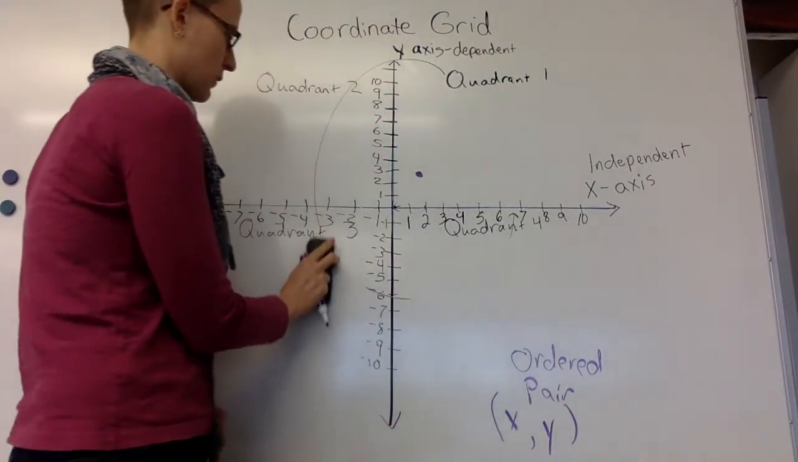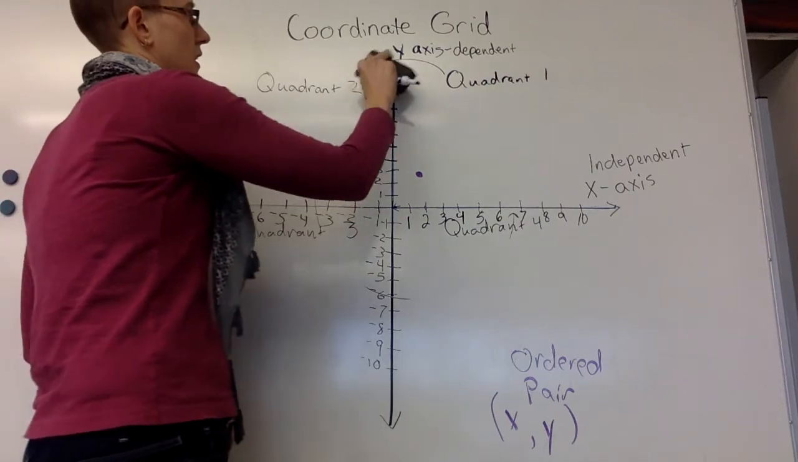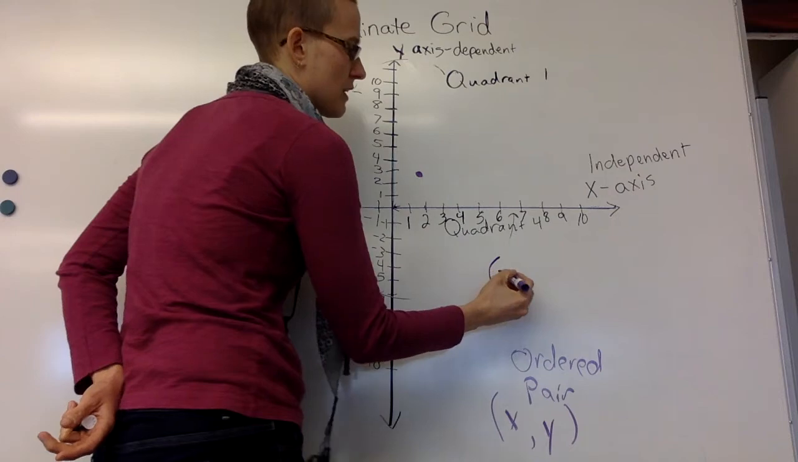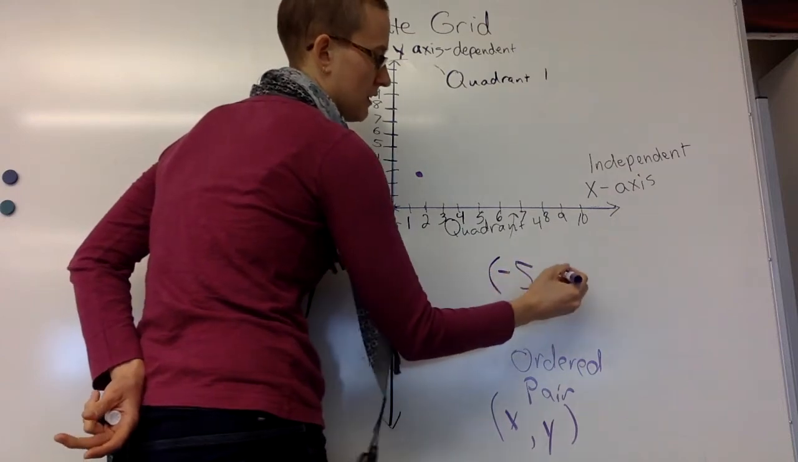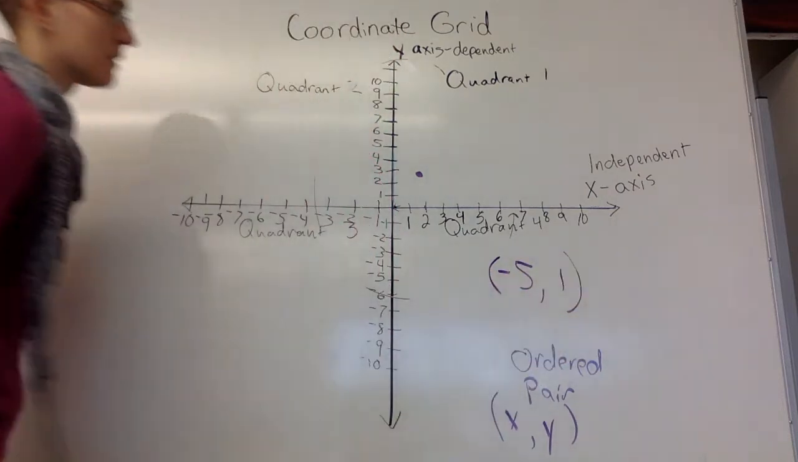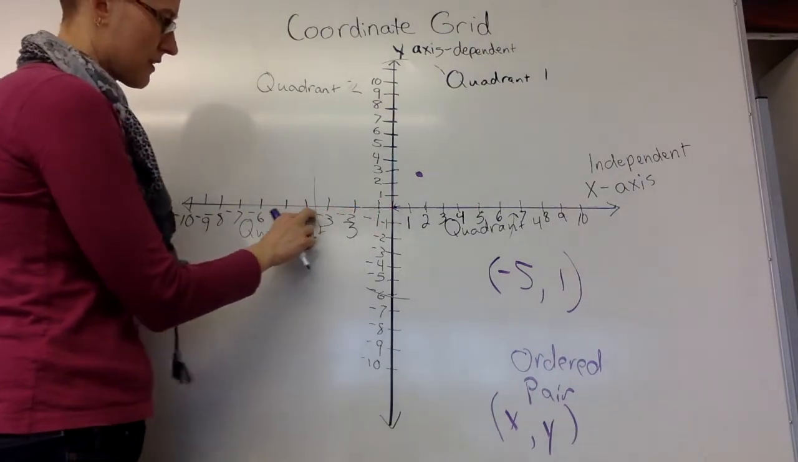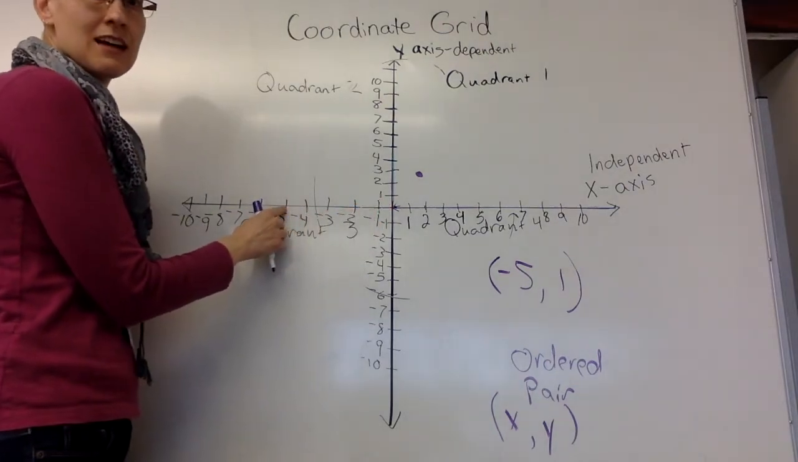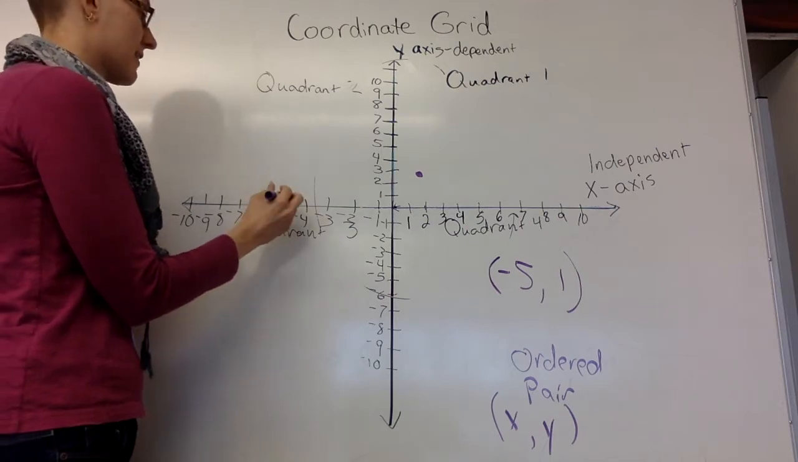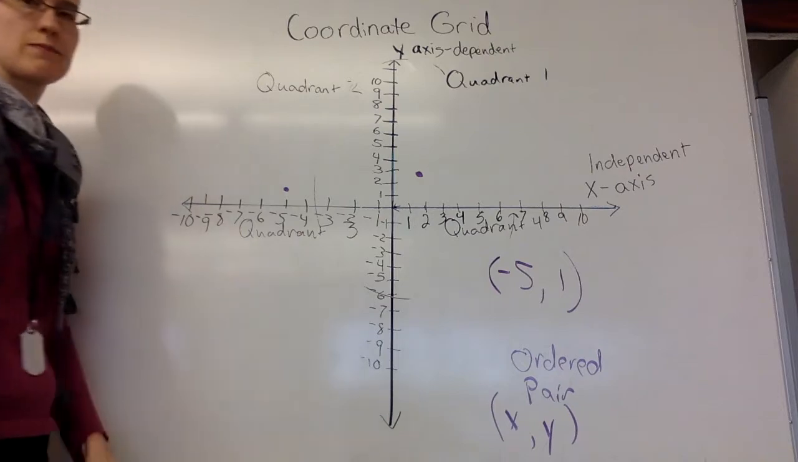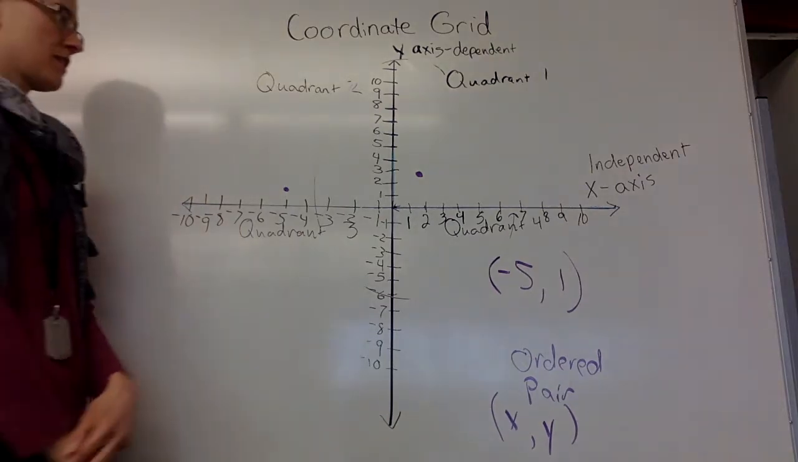Now we can also have points that are negative, positive, etc. So let's try another one. Let's try (-5, 1). So -5 is going to be on my x-axis. So I go to -5 on my x-axis, and then I go up 1. So -5 and up 1 would be that point, this ordered pair.